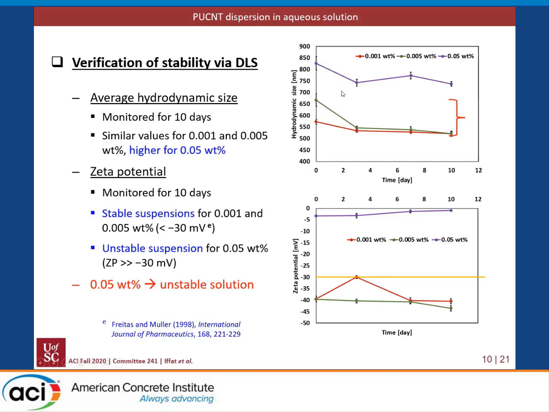So if we increase the concentration, there will be limited gap between the particles inside the solution to diffuse freely, which affects the stability, which we observe from the zeta potential measurement, from where we can see for 0.001 and 0.005%, a zeta potential more negative than -30 millivolts can be obtained, while 0.05% gave only around -5 millivolts of zeta potential, which indicates an unstable aqueous suspension.